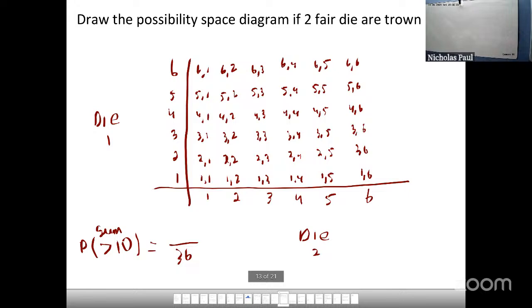Check it back here. Remember I said more than 10, so 10 is not included. So the only options we have are 6 and 5, 5 and 6, 6 and 6. As I said, they normally group together like that. So the answer is 3/36.